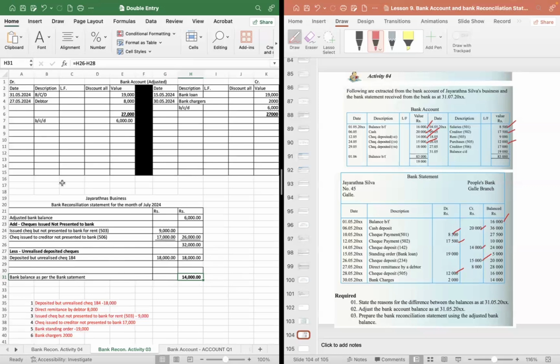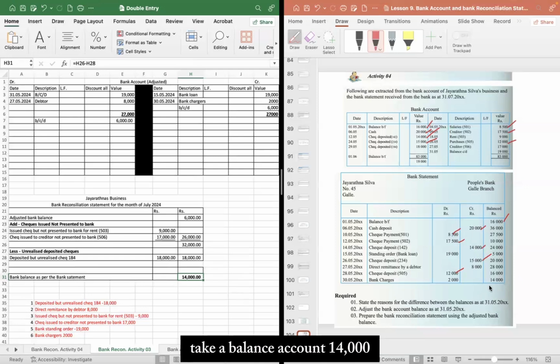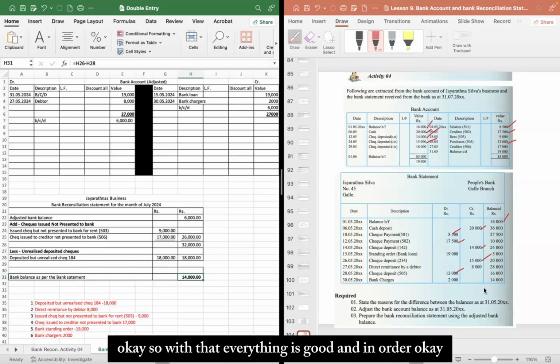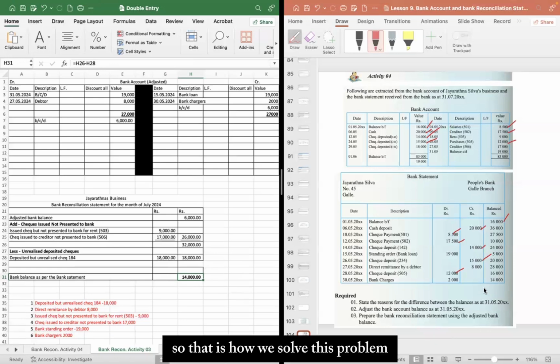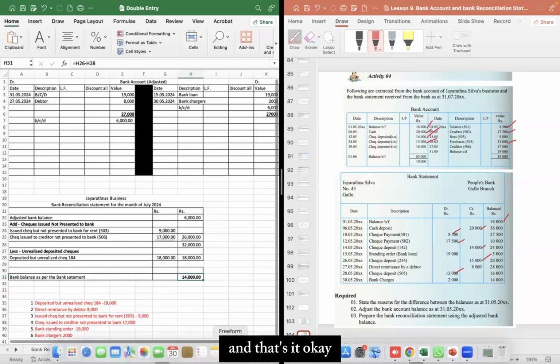දැන් මම මේ දිගට මේ වැඩේ කරගෙන, මගේ bank account එක අකුලගෙන ආවා 14000 වලට. එතකොට මගේ මෙතන bank account එකේ balance එක දැන් අන්තිමට 14000, bank statement එකේ balance එකත් 14000. එතකොට ඒ දෙක ගානට tally වෙලා තියෙනවා. Okay so with that everything is good and in order. Okay so that is how we solve this problem.